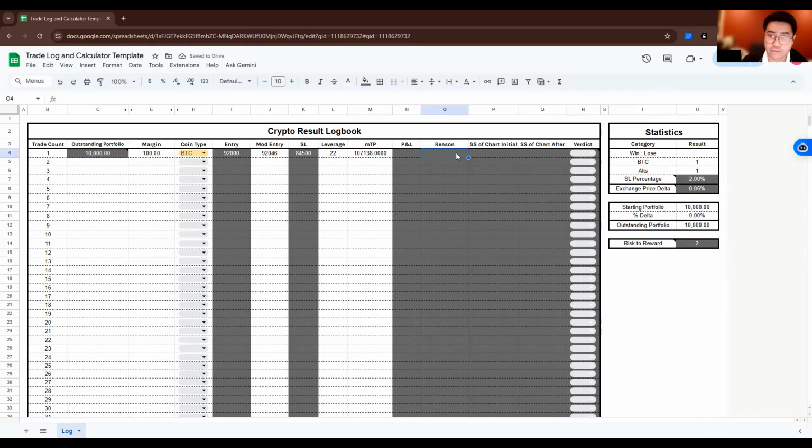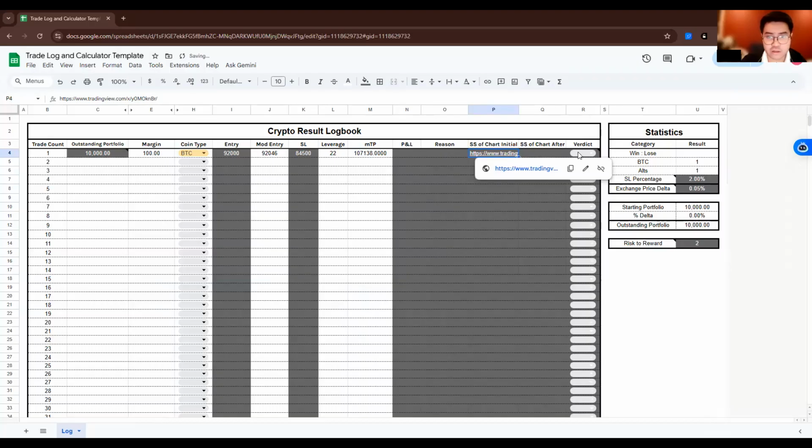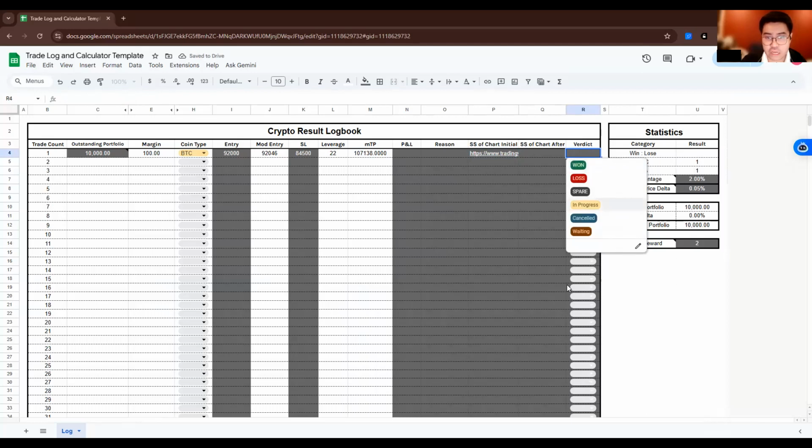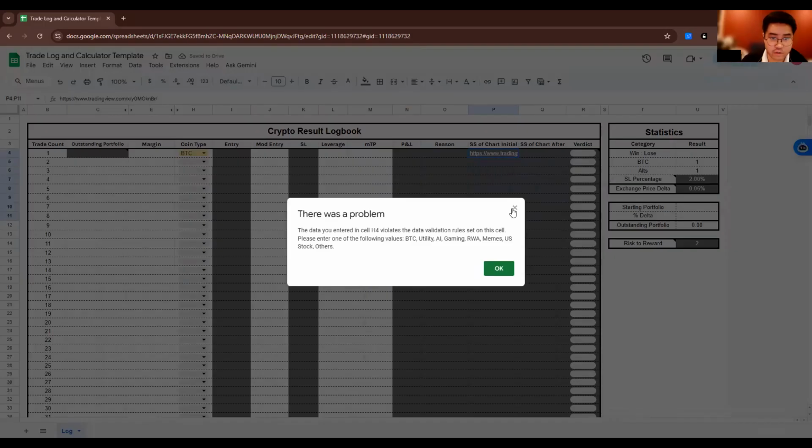You always want to write your reason. And then when you do your initial screenshot of the chart, what I personally do is simply copy the link. You go to the camera icon, click copy link, then go back to the trade log and put it right there, and it's there. And you can have your verdict, and you have a bunch of options. So essentially, that's what I do. And hopefully this was informative and will help you with your trading.